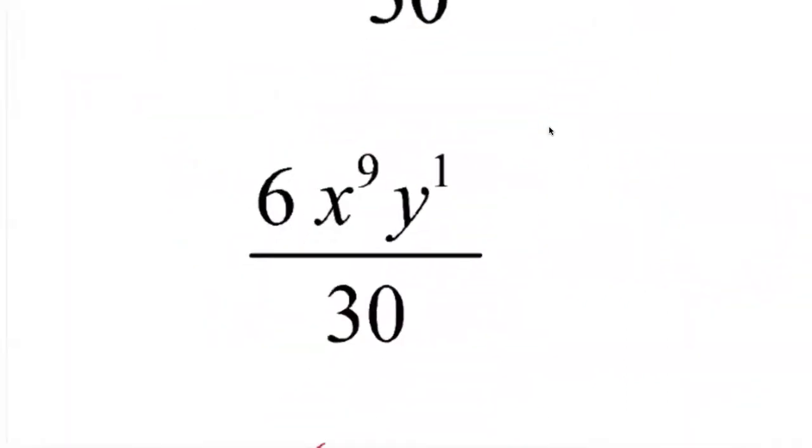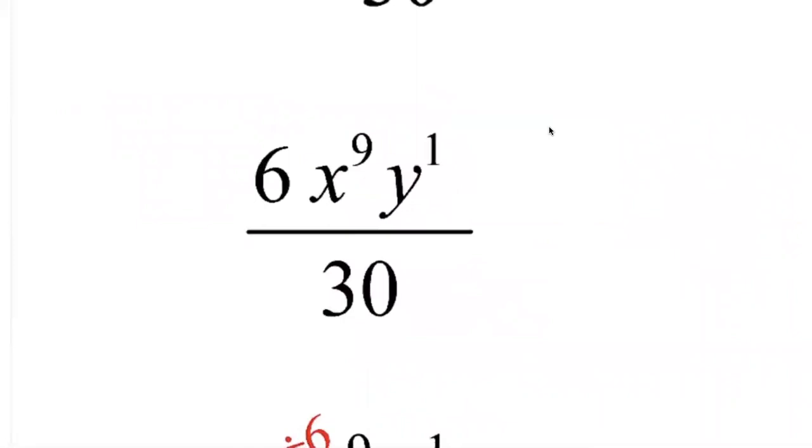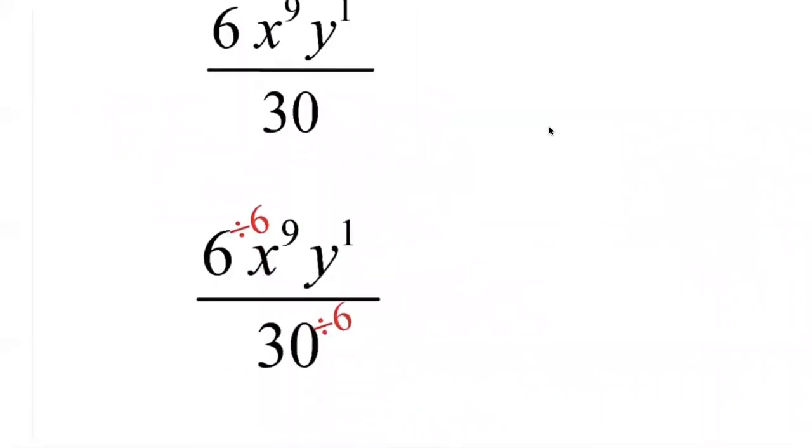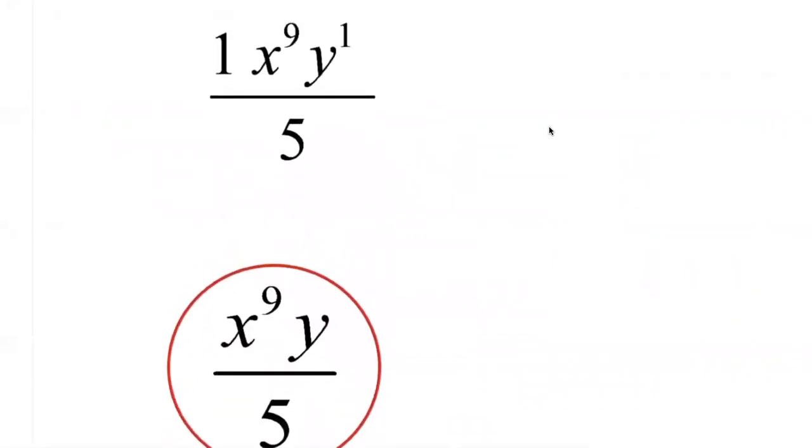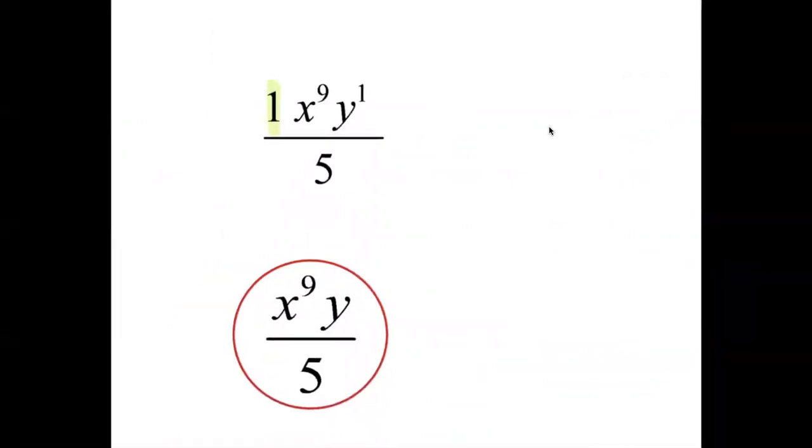All right, and again, we've already taken care of the 6. We divided out the 6, but here it is in this step. Divide out the 6, and your answer is going to be 1 times x to the 9th y to the 1 over 5. The 1 is not necessary because it doesn't change anything, so you can omit that from the answer. You can also leave it in there. It wouldn't count against you.